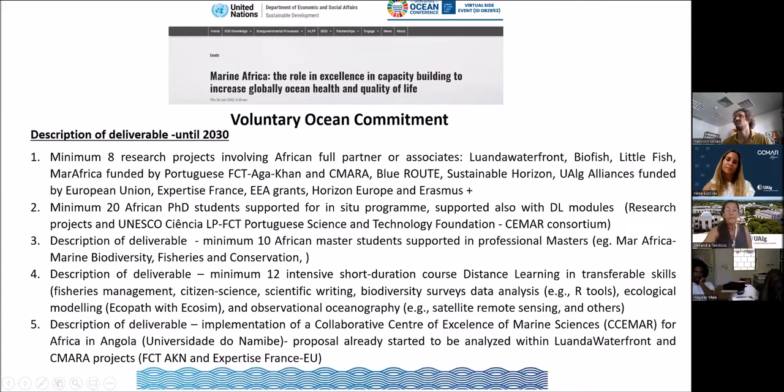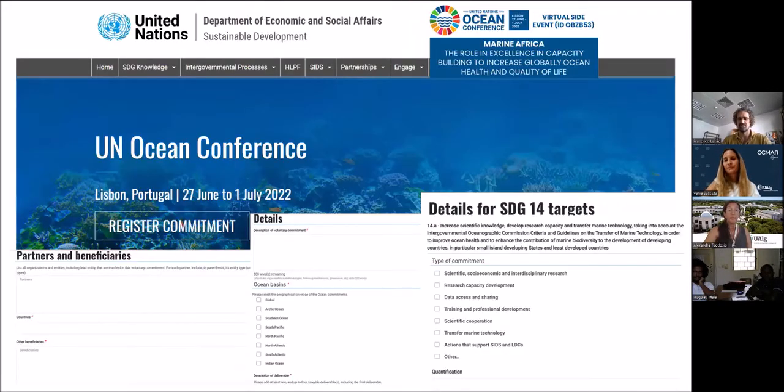shortly. And then the last deliverable is in fact the implementation of the CMR, the center that will be developed at the University of Namibia, and the PhD that will start at the University of Agostinho Neto. These two deliverables are also linked to the first project that we had funded in Angola, the Luanda Waterfront.